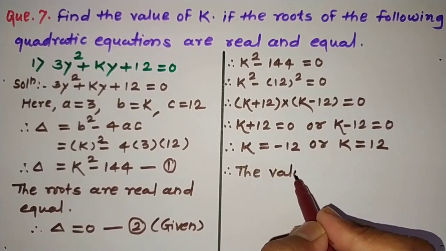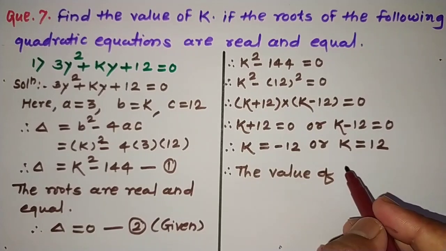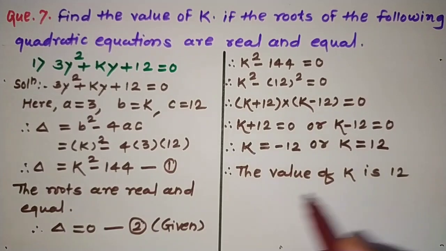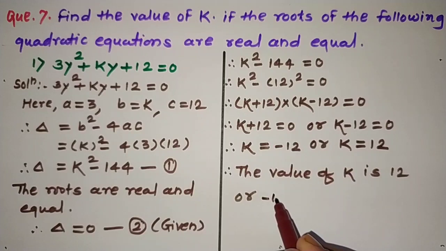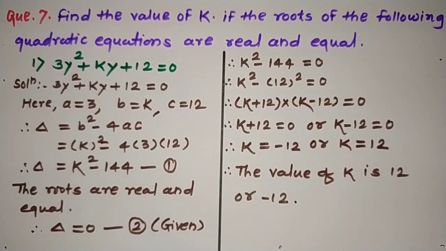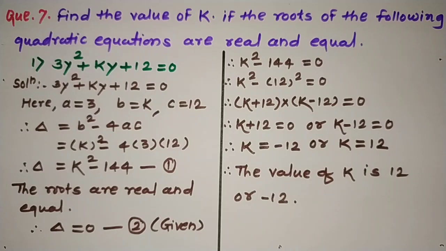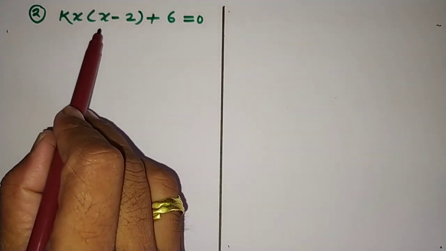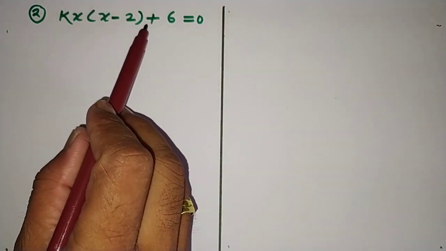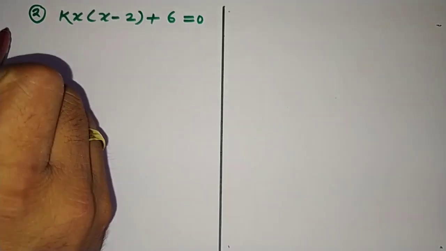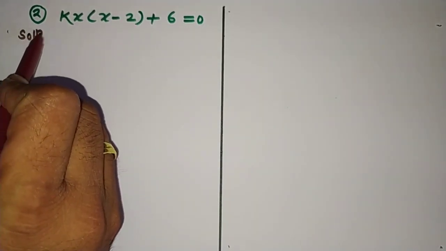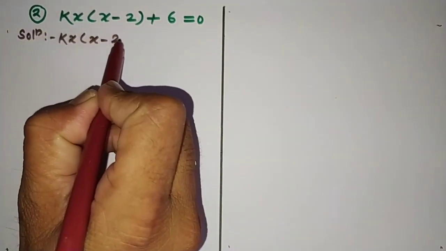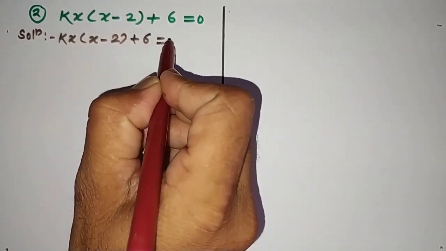The value of k is 12 or minus 12. In this type, solve the first example. Next, see the second example number 2. kx in bracket x minus 2 bracket complete plus 6 is equal to 0. Solution: kx into x minus 2 plus 6 is equal to 0.